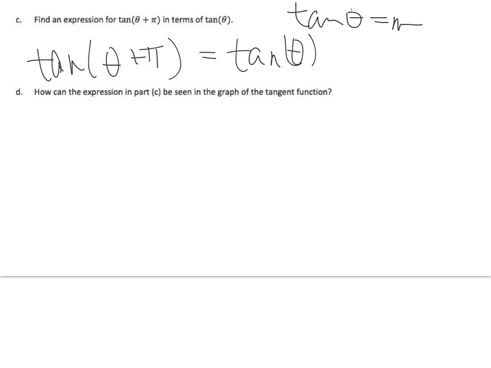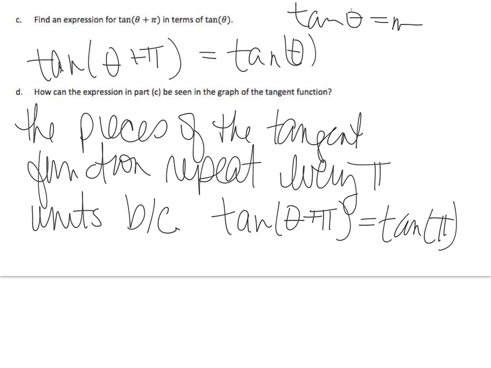How can the expression in part C be seen in the graph of the tangent function? Well, the pieces of the tangent function repeat every pi units because tan of theta plus pi is equal to tan theta. So it's periodic, it just repeats. Let me write that down for you. So that's what we just said.